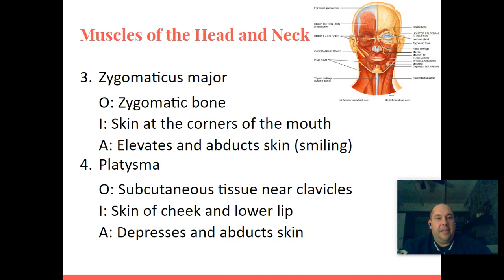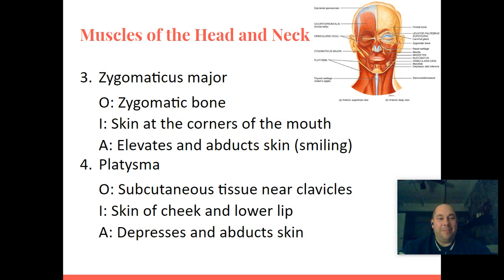Great. The third muscle on our list here is called the zygomaticus major, and it's named after the zygomatic bone because that's where it has its origin. And its insertion is the skin of the corners of the mouth. And so when it contracts, it pulls those corners of your mouth up towards the zygomatic bone, making you smile. So this is one of my favorite muscles, of course, because it always makes me smile.